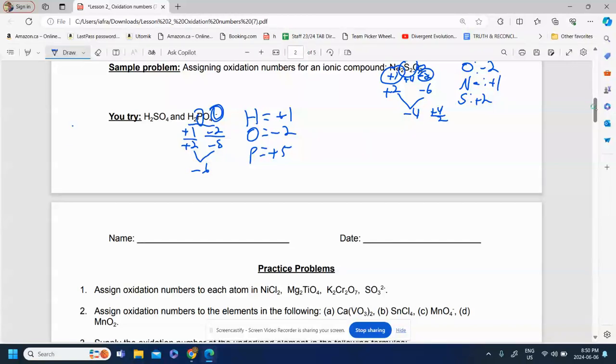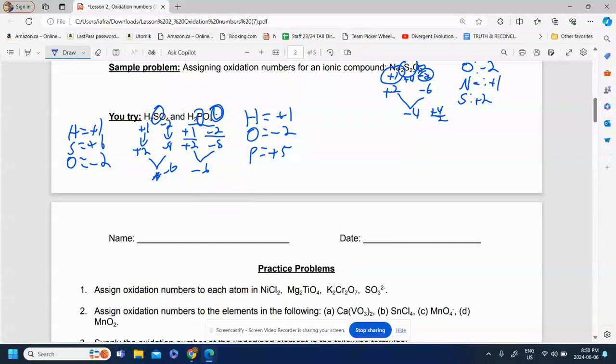So H once again needs to be +1. S we're not sure of yet, because we're going to write down the ones we know for sure. Oxygen is -2. So we have -2, +1. This means we have -8, and this means we have +2 here. Together that makes -6. So that means sulfur must be +6.